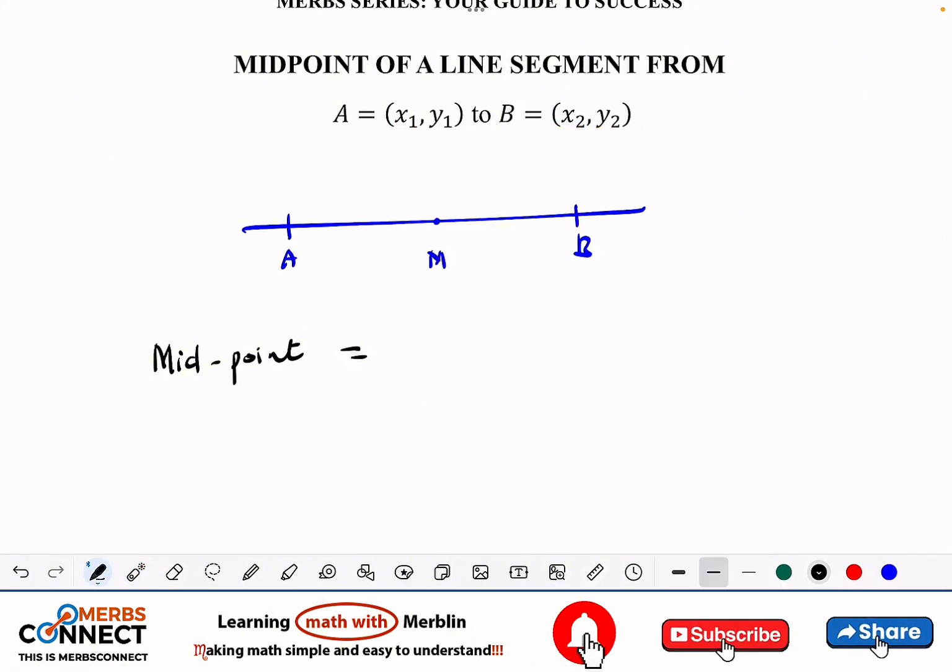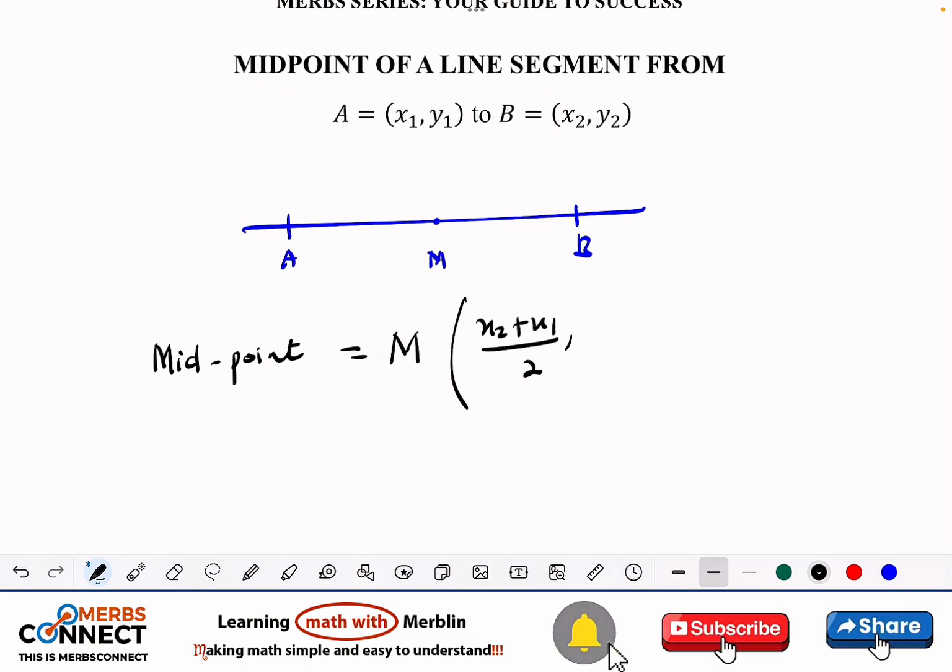It's very simple. All we need to do is: the midpoint is x2 plus x1 divided by 2, and then y2 plus y1 divided by 2. So this is the midpoint. This is the formula for finding the midpoint.